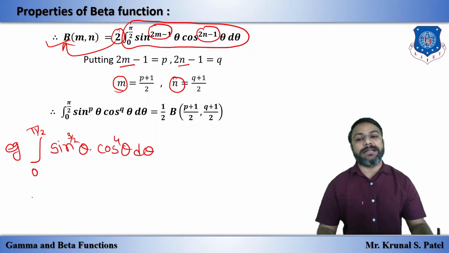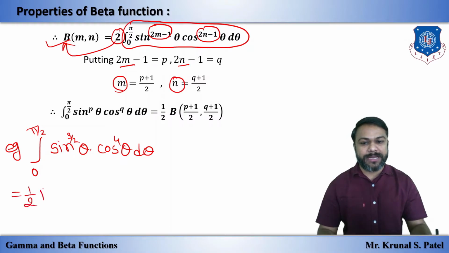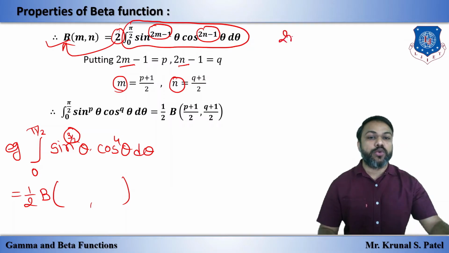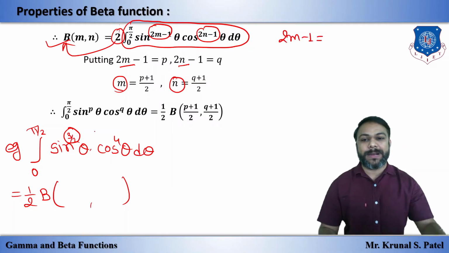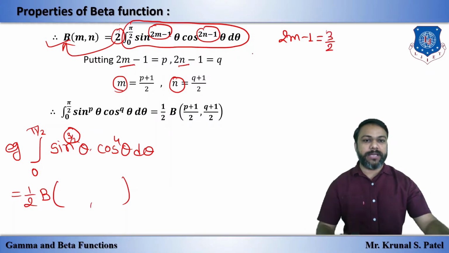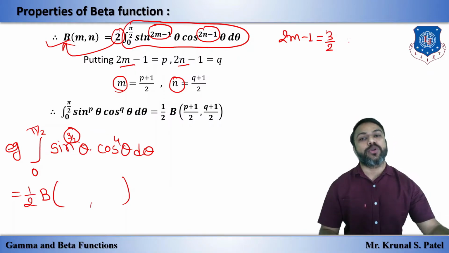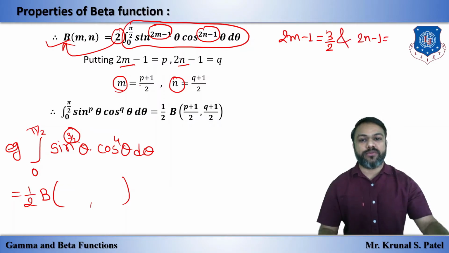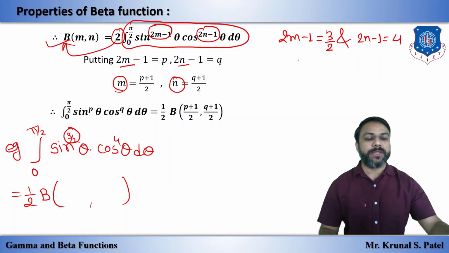So what will be the answer? 1 by 2 and beta is ready. Now we have to find only p and q, that is m and n. That means this is equal to 2m minus 1. We suppose 2m minus 1 is equal to the power of sine, that means 3 by 2, or you can take either one, because we have seen that it is commutative. And 2n minus 1 is equal to the power of cos, that means 4.